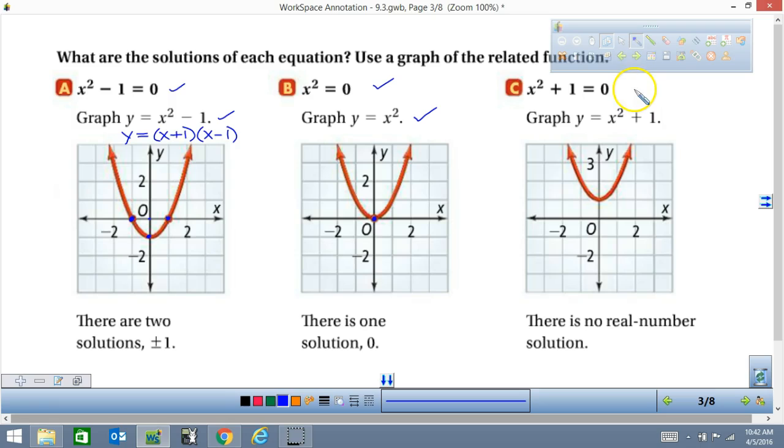To solve the equation x squared plus 1 equals 0, I look at the graph of y equals x squared plus 1. That's our parent graph moved up 1. So there are no x-intercepts. That means there are no solutions. So this equation, x squared plus 1 equals 0, has no real solutions. The graph has no x-intercepts.